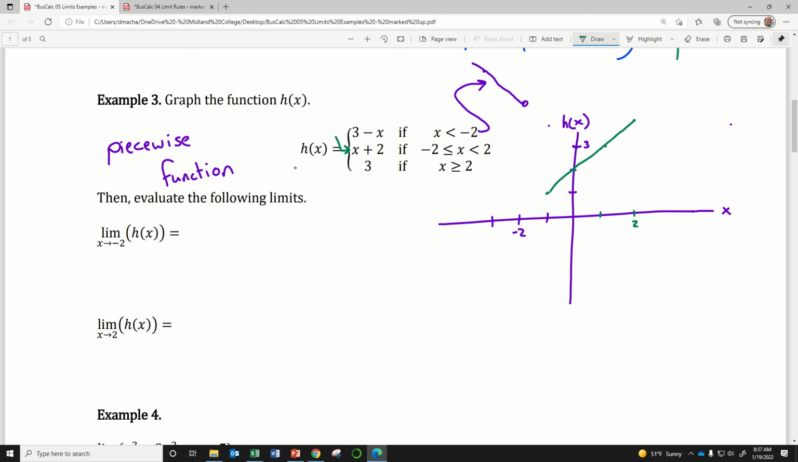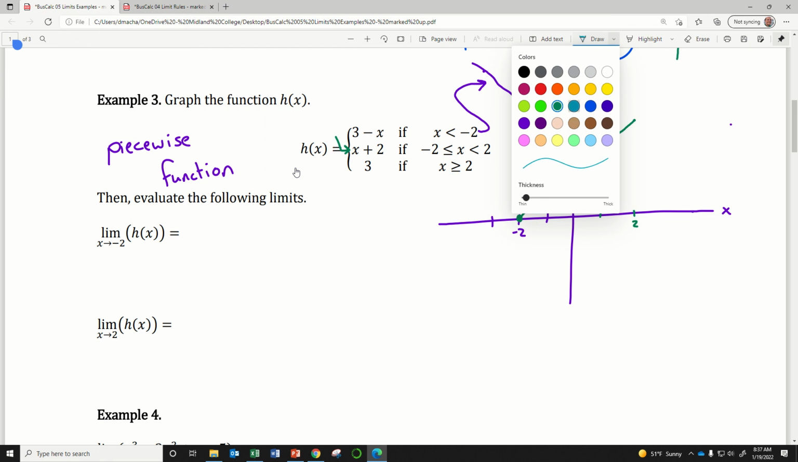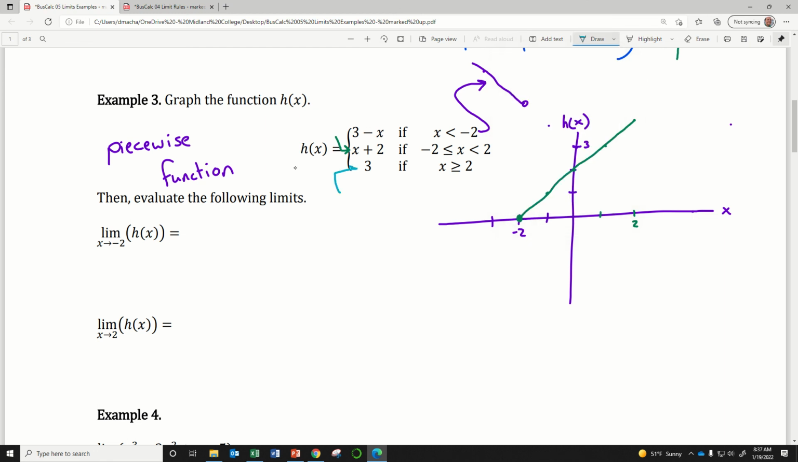And so it's going to look like this for that middle piece of the function. And then the last piece of the function here, it's just going to be equal to 3 if x is greater than or equal to 2, right? So here, when x is 2 or greater, the function output is just the number 3.